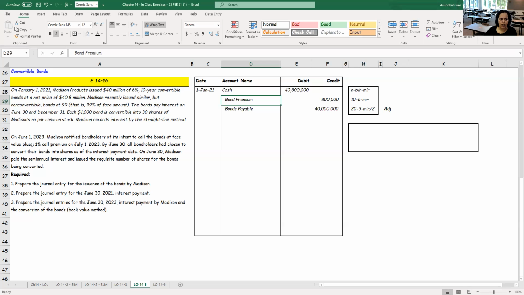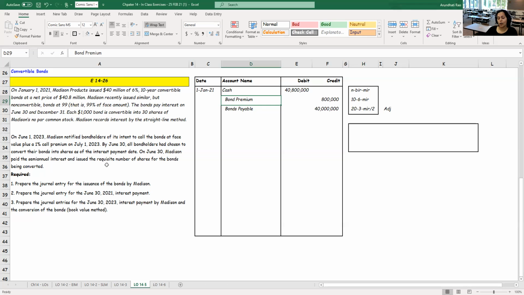On June 1st, 2023, Madison notified bondholders of its intent to call the bonds at face value plus 1% call premium on July 1st, 2023. So they're giving a 1-month notice. By June 30th, all bondholders have chosen to convert their bonds into shares as of the interest payment date. On June 30th, Madison paid the semi-annual interest and issued the requisite number of shares to the bondholders.